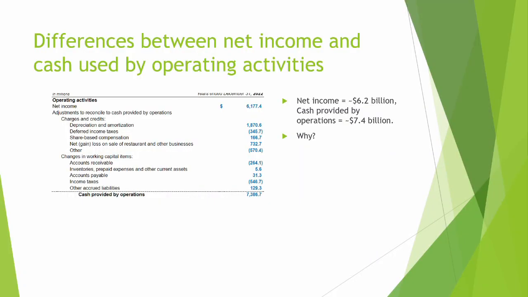We can see on the cash flow statement that the net income was of the amount of roughly $6.2 billion, while the cash provided by operations comes out to $7.4 billion. The question becomes, why is this the case? Well, the answer is that these statements were created with an indirect method of accounting, and this gives the accountants some room to play with some of these non cash items.